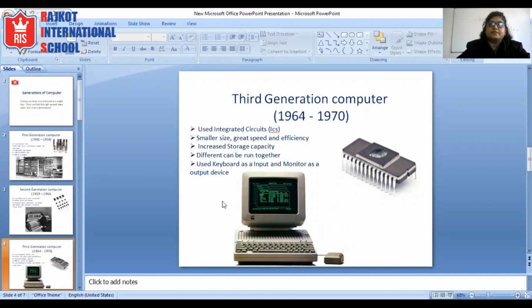Increased storage capacity. In this generation computer, the storage capacity is increased, and this is the first general purpose computer that a common man also can use for their business purposes.